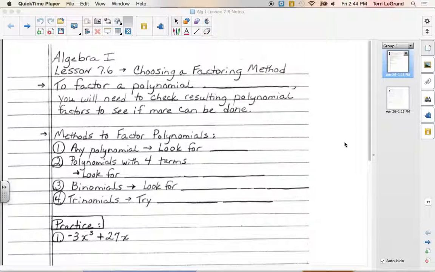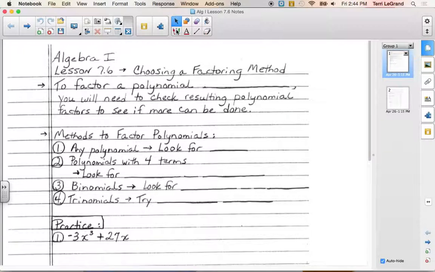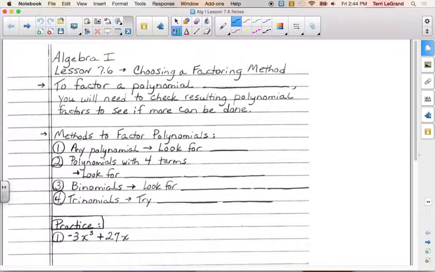Okay, now you know these ways to factor. So now let's put them to use, making sure that a polynomial is factored completely. And that's typically how they will say it. They'll say, factor the polynomial completely.